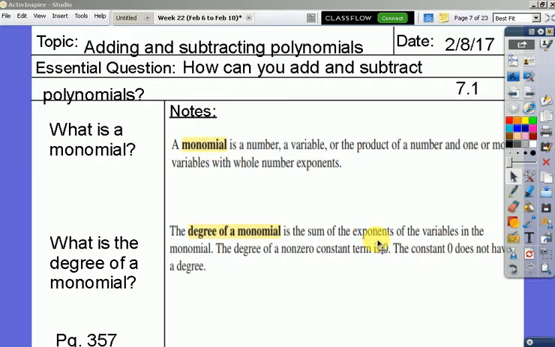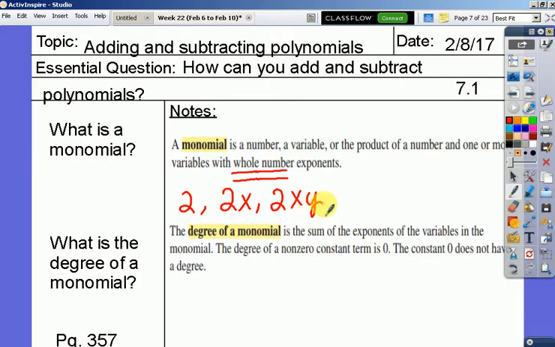So for example, and I'm going to underline this, whole number. This is an example of a monomial. That's just the number 2. This is an example of a monomial, 2x. This is an example of a monomial, 2xy. This is an example of a monomial, 1/2 xy.